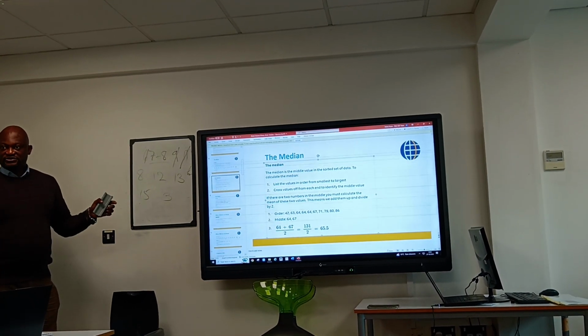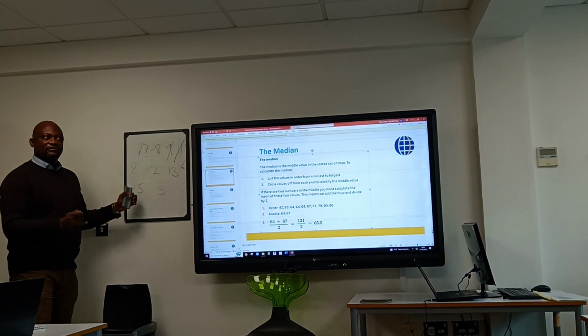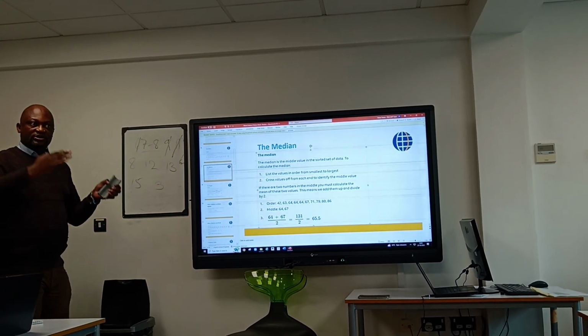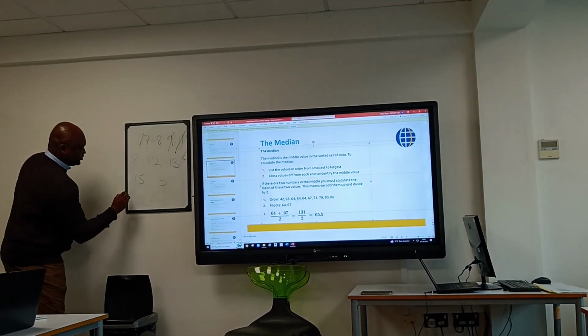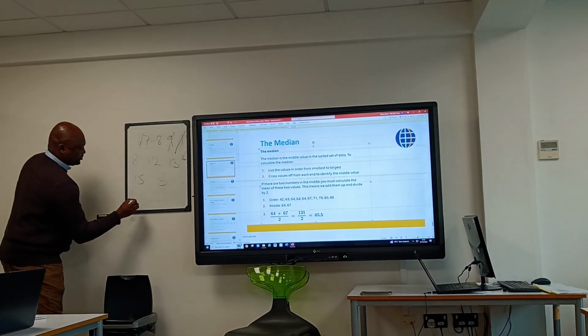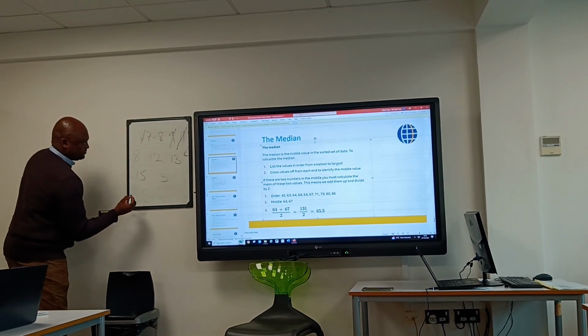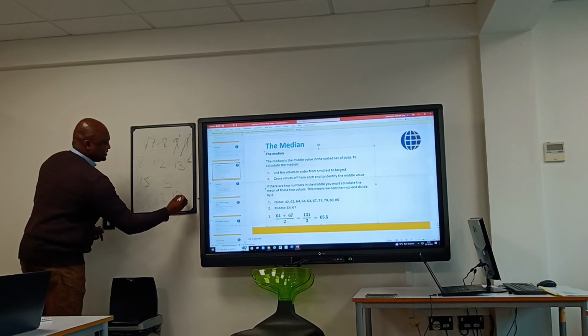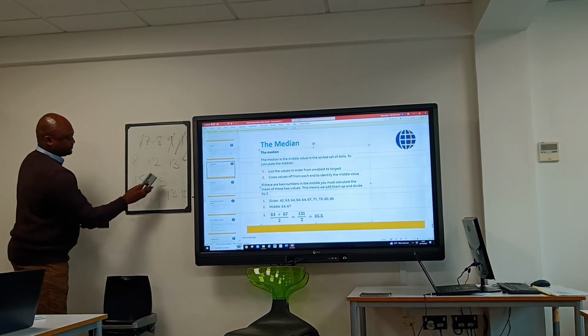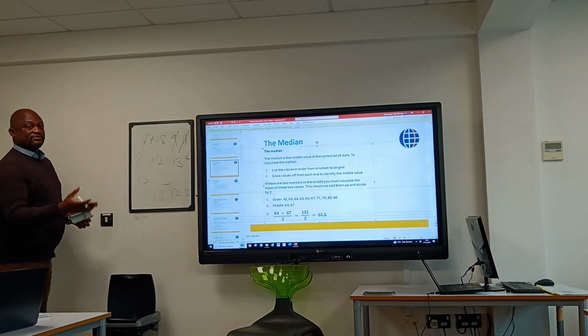Now, first thing first, to find the median, put them in a good ascending order, meaning from the smallest to the biggest. So which one is the smallest? 3. Followed by 8. Then 12. Then 13. Then 15. Is that okay? Yeah. Now, we start by eliminating.